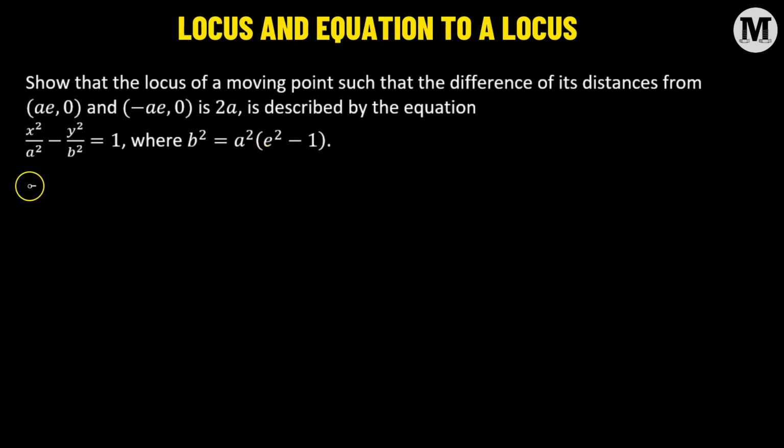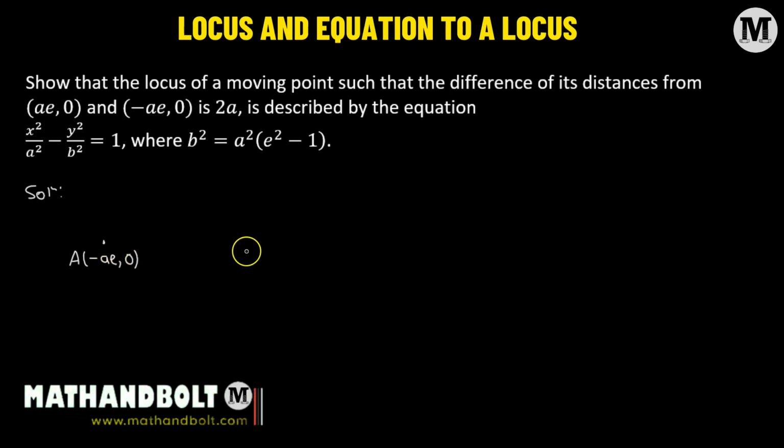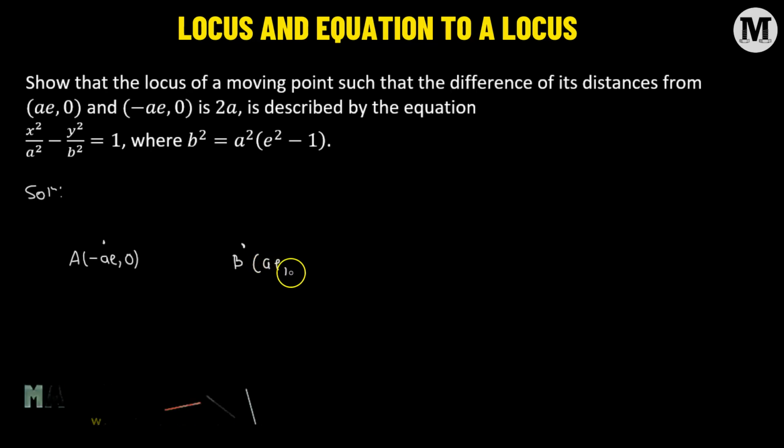Okay, let us begin. So here we have, let's say, 2 points. Point A having the coordinates (-ae, 0). We'll consider another point B. B has the coordinates (ae, 0). Now it's given here that we have a point P. We'll suppose that the point P has the coordinates given by (h, k).